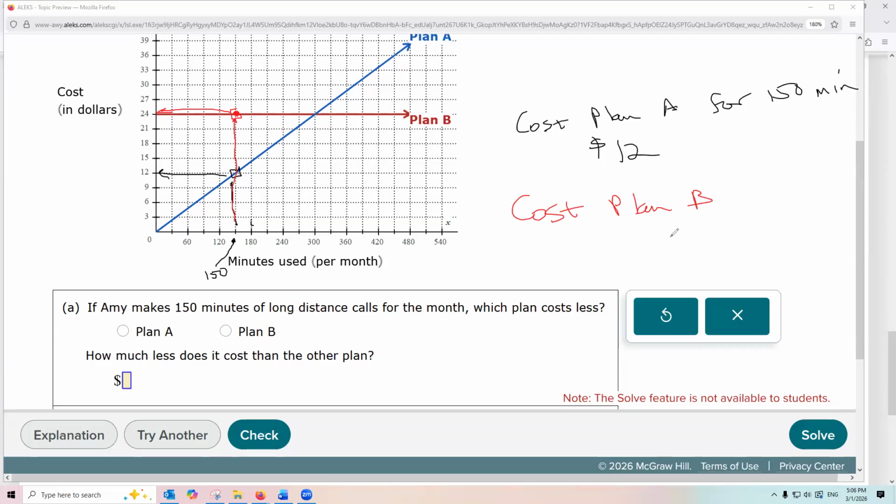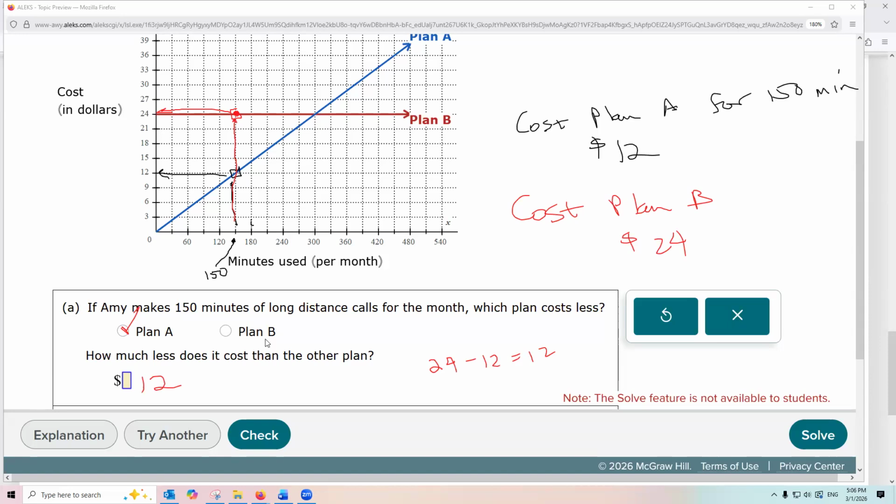Which plan costs less? Well, obviously plan A. How much less? Well, I'm comparing $24 and $12. Plan A is $12 less. To get that, I would take 24, subtract 12, and get the answer 12. Okay, so I can use this graph to answer these questions.